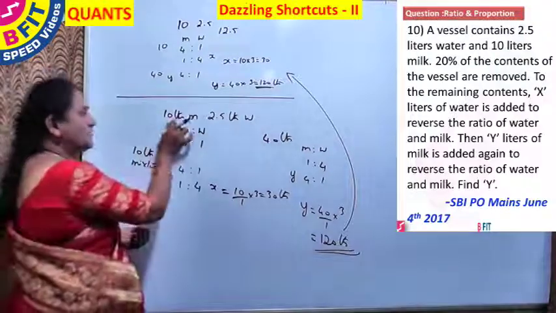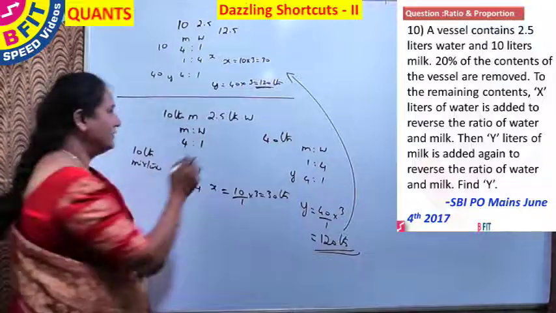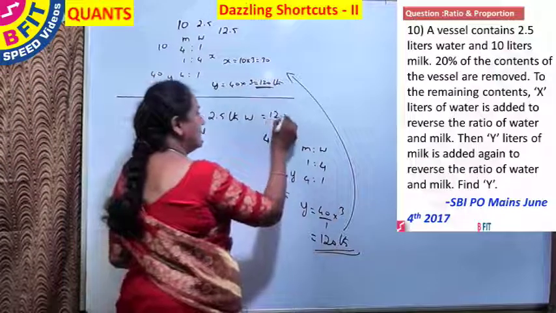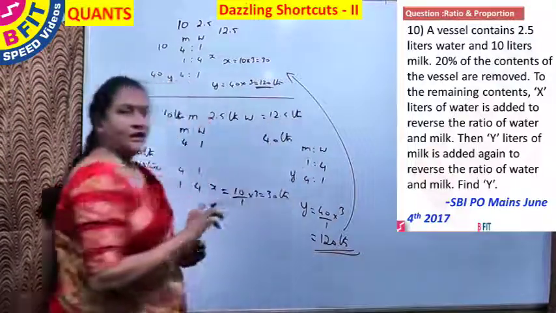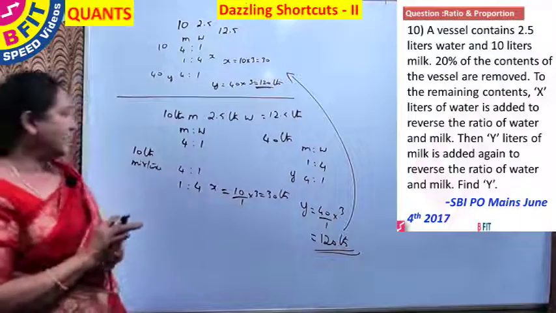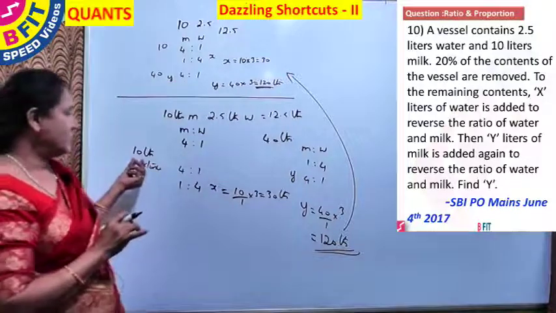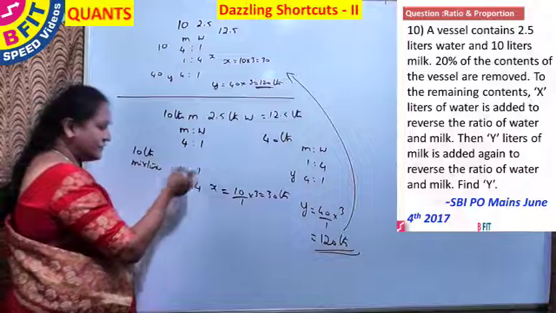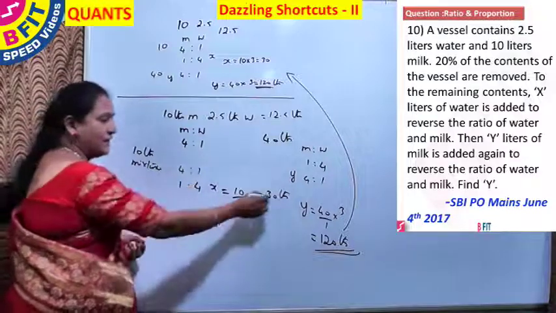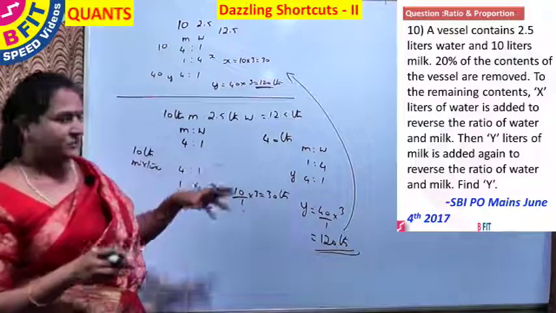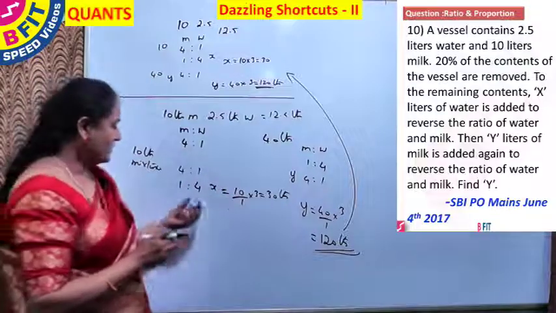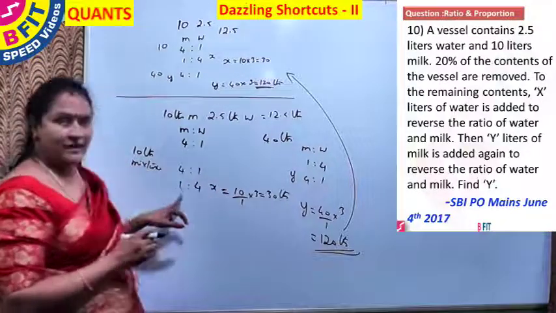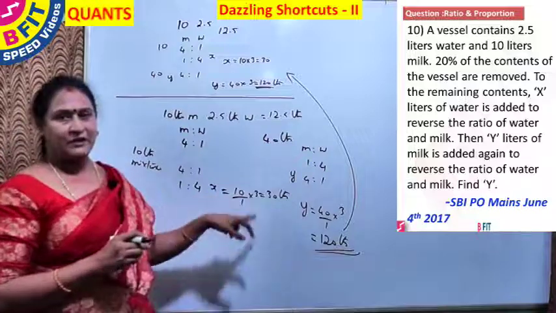So 10 liters milk, 2.5 liters water. We have 12.5 liters mixture. In this, 20% removed, 80% is 10 liters. So in this 10 liters, 4 is to 1 is reversed to 1 is to 4 by adding 30 liters. So you can remember the shortcut which I told you. Just take 10 divided by the smaller value into 3, 30 liters.